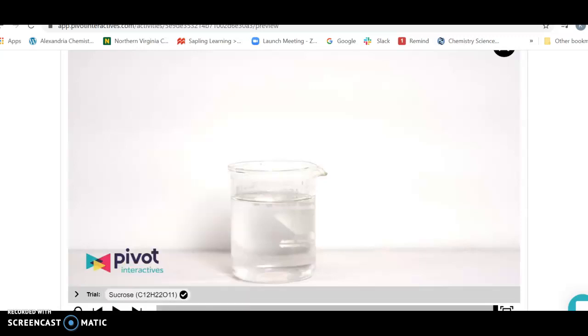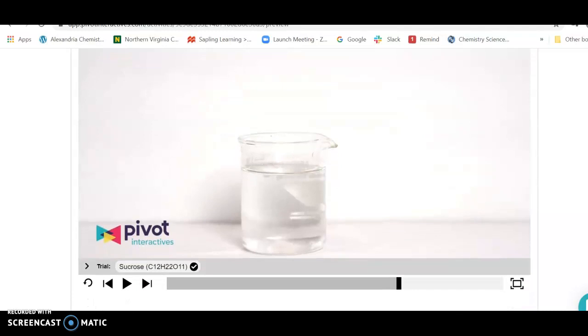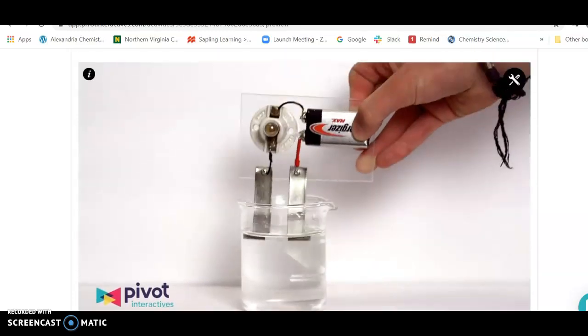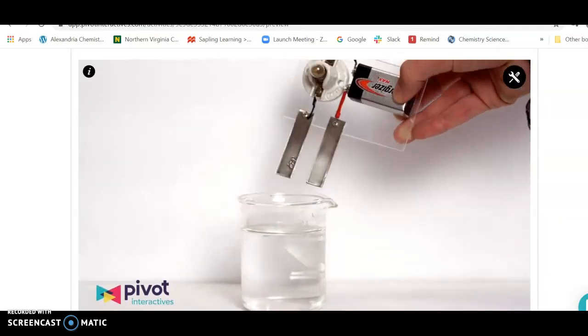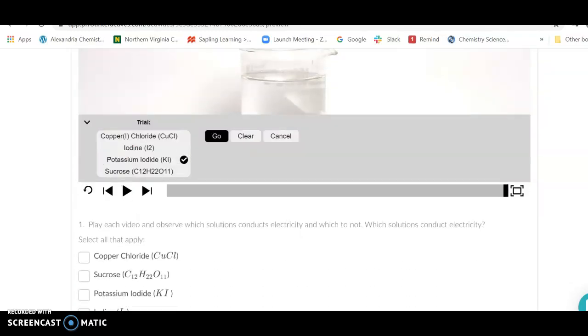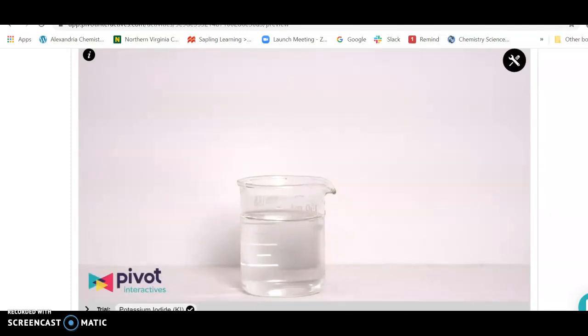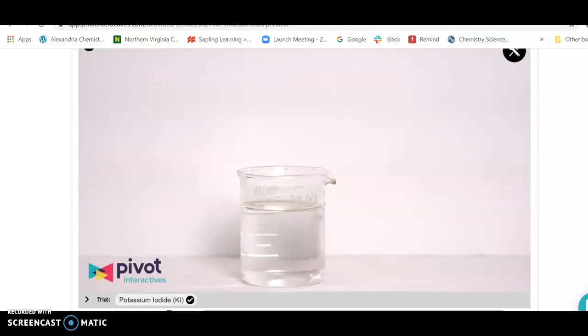So back here again, play. We're going to put in the metal strips and nothing happened. All right, so we go to the next one and try a different one. We hit go, and they switch compounds, and now we have potassium iodide.